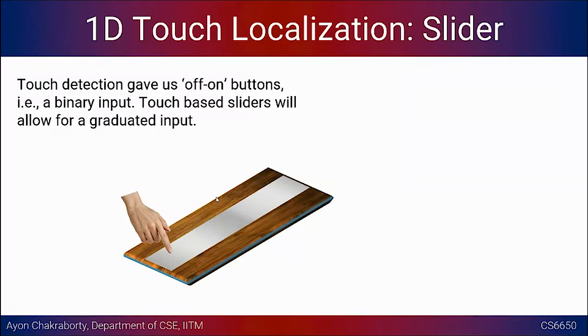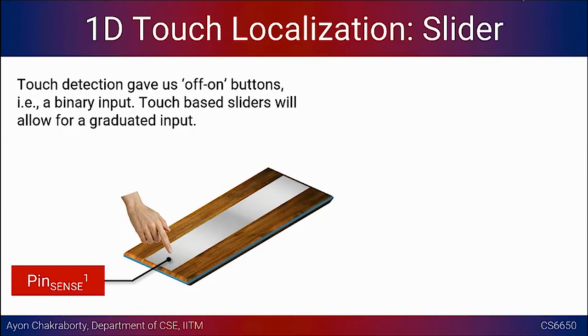So till now, the touch detection gave us on-off buttons, that is, a binary input. Now touch-based sliders allow for a graduated input, where you can have multiple levels of, let's say, brightness of the light, and what you do is simply swipe your finger on top of that particular surface. How we can do it is that we can simply connect the pin sense, and it can either touch the particular surface or be in close proximity of that pin sense electrode.